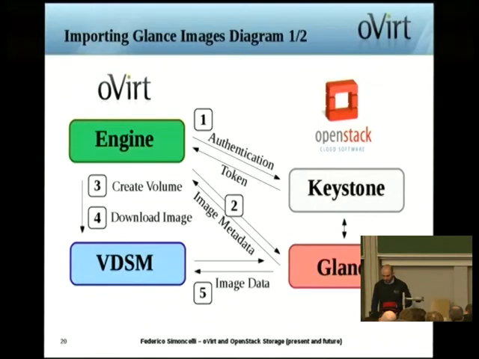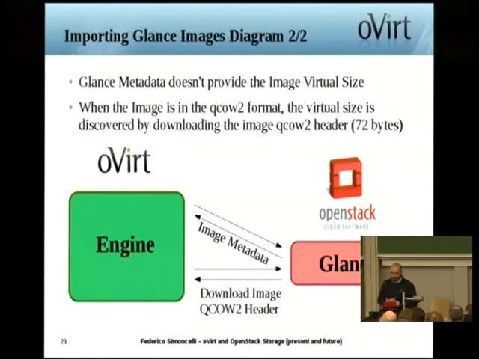So there's a special case where basically what Glance didn't provide was the image virtual size. So as I said before, basically what Glance gives you is the size of the image. This means that you are not able to discover in advance how large, how big the image is once you attach it to the VM, right? So how large is the disk that the VM will see.